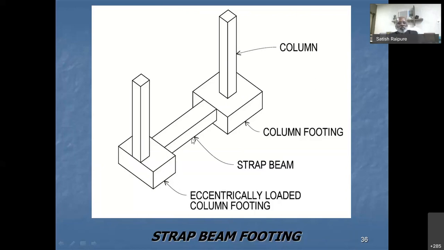This strap beam bears the upward thrust of this footing, and transfers this to this column, and both these footings together with this strap beam bear the load of the column which is coming over this eccentric type of footing, where the eccentric type is required. So always insist on the provision of this strap beam footing in case of common wall construction.